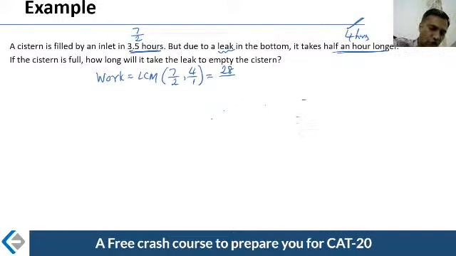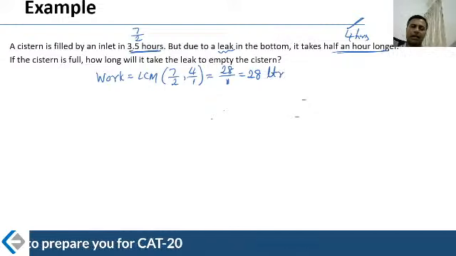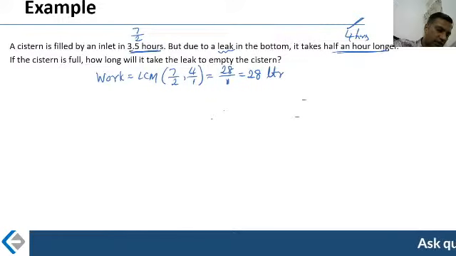So the HCF of the denominators is 28. Therefore, you are saying that the tank capacity is 28 liters. Very good. So let's come back now.